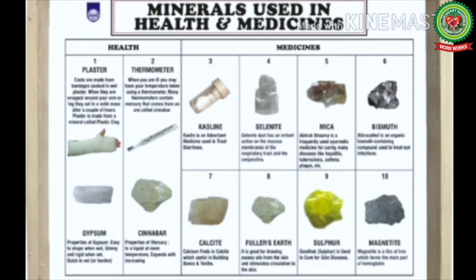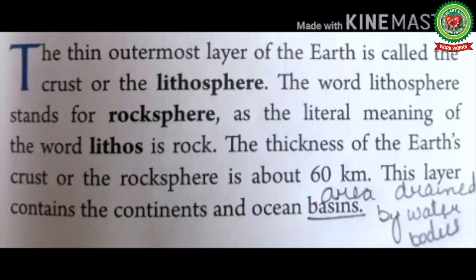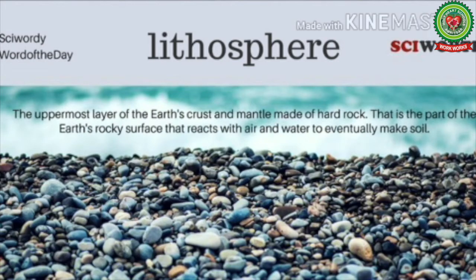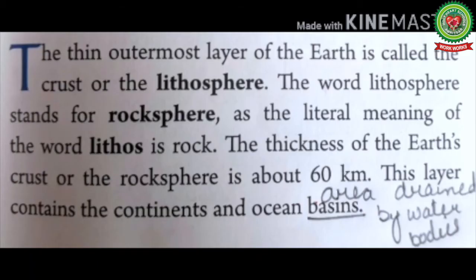So now students, let's start with our reading. The thin outermost layer of the earth is called crust or the lithosphere. Litho means land and sphere means part. So the part of the earth covered with land is the lithosphere. The word lithosphere stands for rock sphere. Rock sphere means the part of the earth covered with rocks, and we know that all our landforms on the earth are made up of rocks.